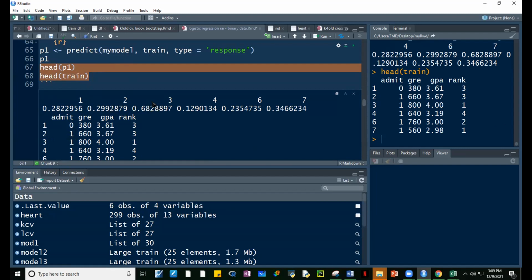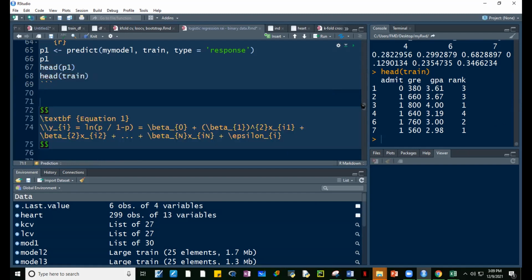So that's a discrepancy. Observation number 3, 0.682. According to the actual data, he was accepted, so that's right. Observation number 4 has a 12.9% probability of admission, but here he was admitted. So we have some errors. Our model has some errors.